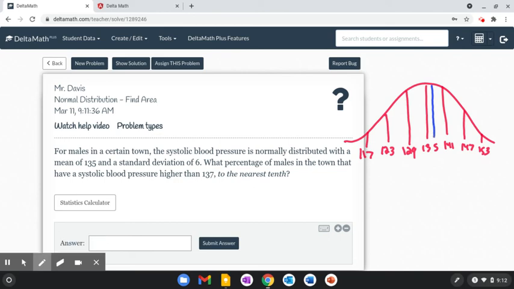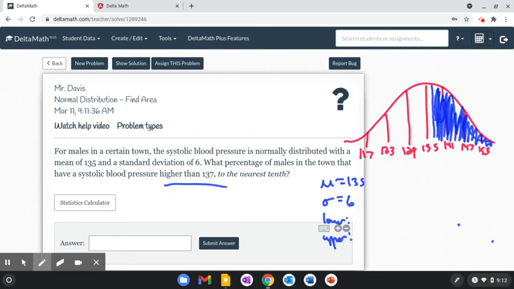Again, not one of these nice values. And we're talking about higher than. So we want to know values greater than 137. So this area under the curve right here. So for this particular one, we've got a mean of 135, right? A standard deviation of 6. And then we do need a lower and an upper. All right, now it says greater than or higher than 137. So that means the lowest amount we want to include is 137.